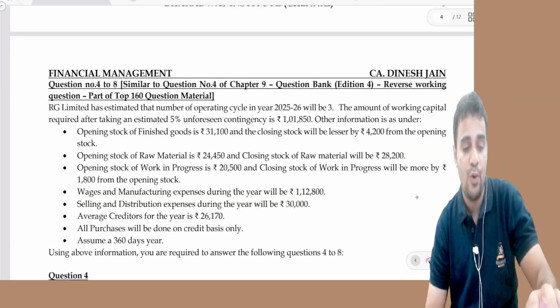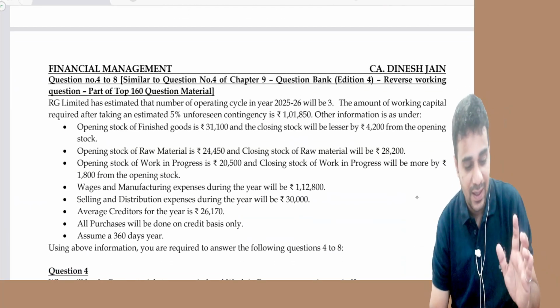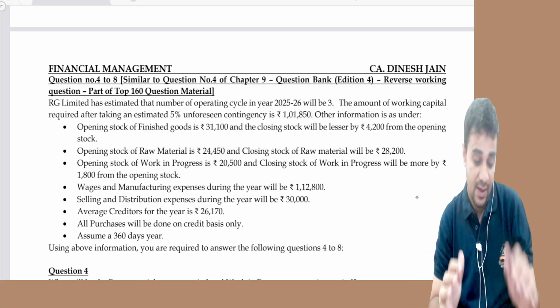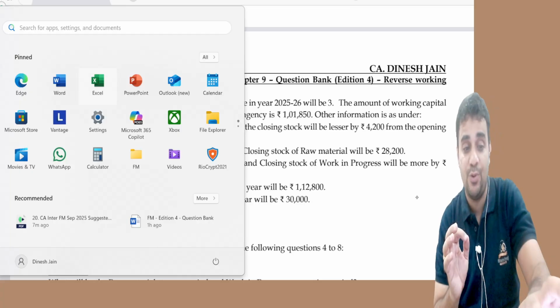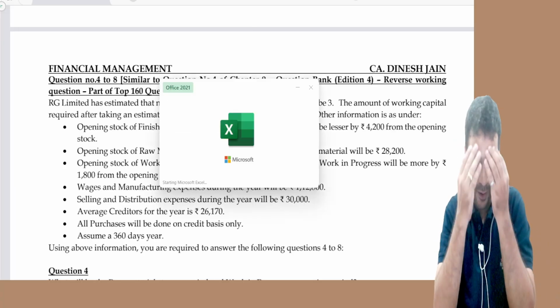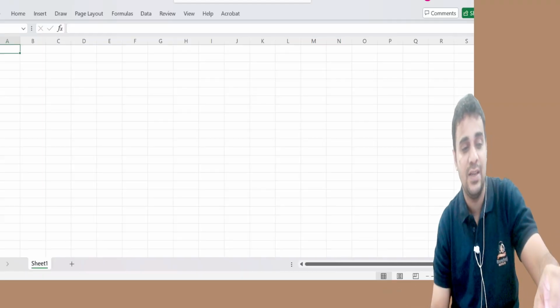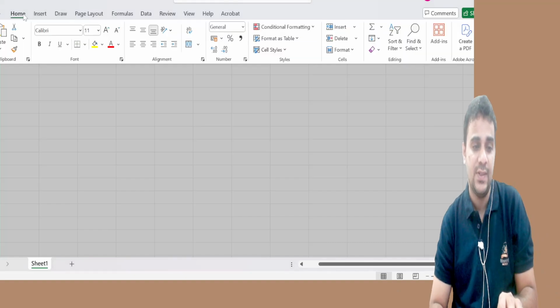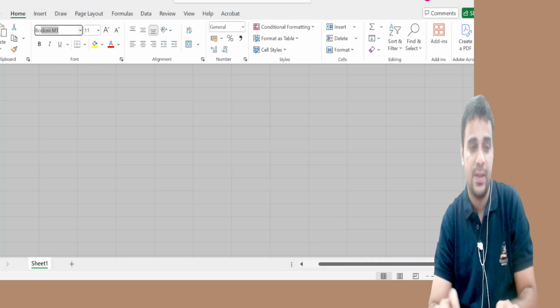Question number 4 was a reverse working question. I really like this question. I think ICAI has drafted this really well. The reason I like it is there were no mistakes in the question, because I normally see ICAI making mistakes. I am very happy about that. So we will quickly solve this so that you get a grip on this question.